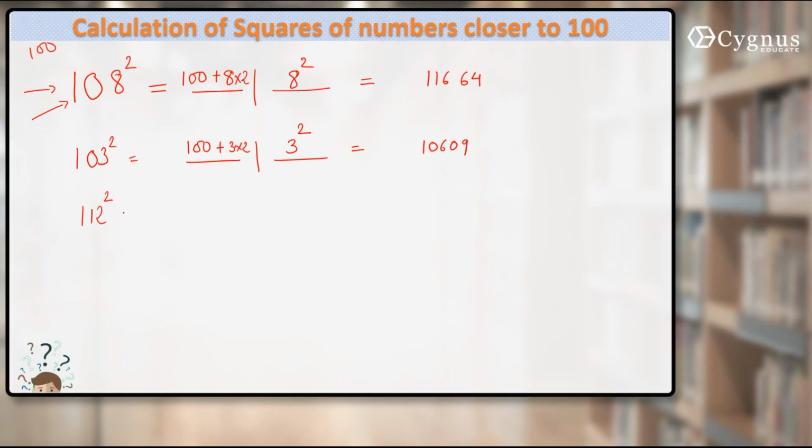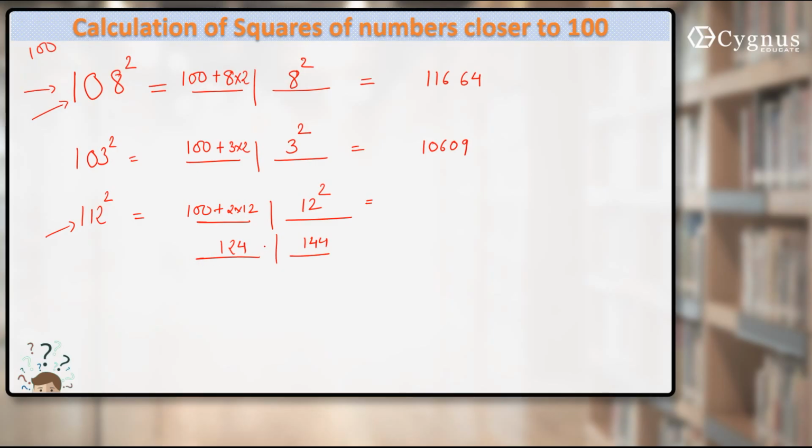Let's take a bigger number. 112. The first few steps will remain the same. You'll choose your base. That will remain the same. Now, the number 112 is how much more than 100? It's 12. So, the second part of the answer becomes 12 square. What about the first part? 100 plus double of 12. So, what's the answer? This will give you 144. Fine. What about the first part? 100 plus 24. That is 124.